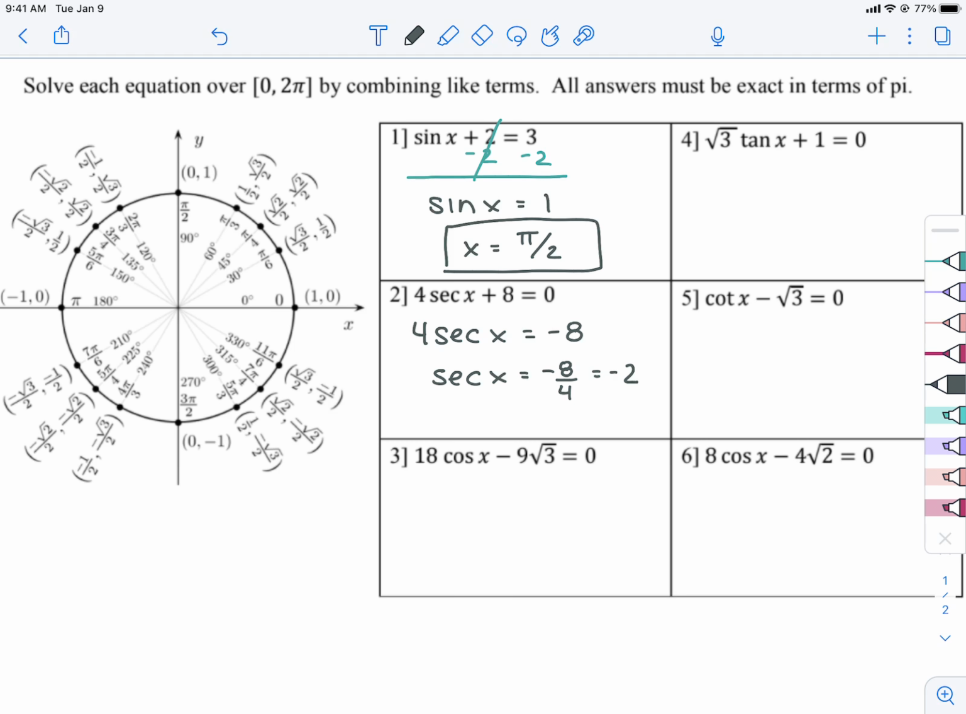Personally, I'd rather work with sine, cosine, and tangent if I can. So I normally like to trade my reciprocal trig functions to be sine, cosine, or tangent, and then look on the unit circle. So if I know that secant is the reciprocal of cosine, that means I can literally change this to be cosine of x. And instead of being just a -2, I'm going to flip it, and it's going to be -1/2, right? Because reciprocal means flip it over. Right now it's really negative 2 over 1. I'm going to flip it to be negative 1 over 2.